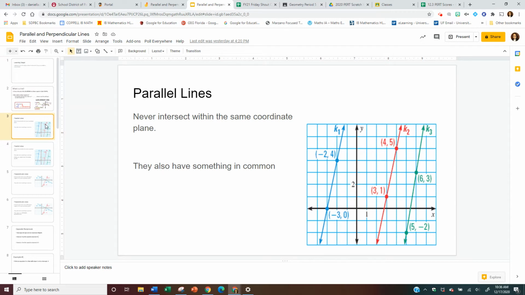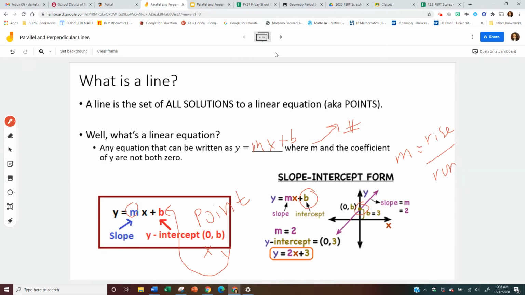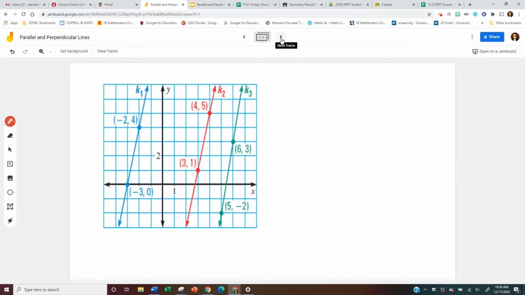Parallel lines are lines in the same coordinate plane as each other, and they never intersect each other. But they also have to have something in common with each other. And so I want us to explore parallel lines really quickly. And I want you to take a look at these lines that you have here, and let you know that all of the lines are parallel to each other. And I want you to take a moment to tell me what you think that they have in common. So let's take a look.